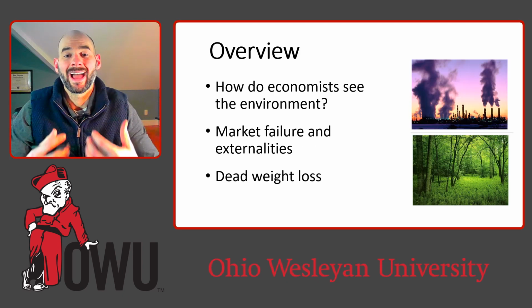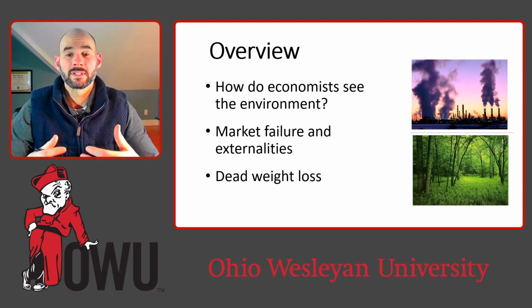Specifically, we're going to think about how that consumer surplus and producer surplus are reduced when we have deviations from perfect competition, when we have market failures. And we're going to look at a couple of different market failures over the coming weeks, but today we're going to spend most of our time thinking about the market failure of externalities.